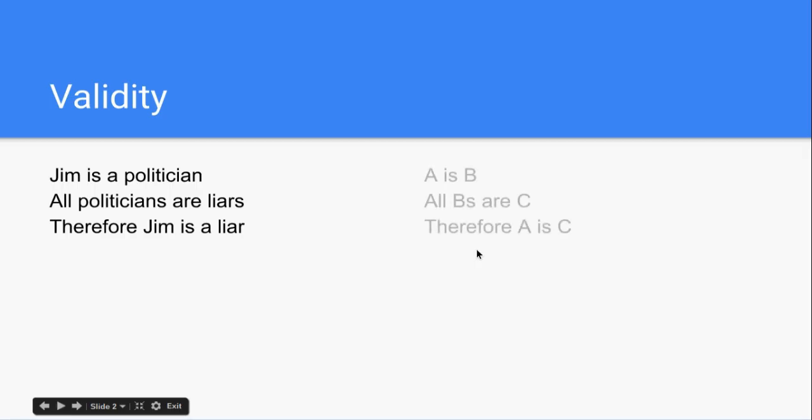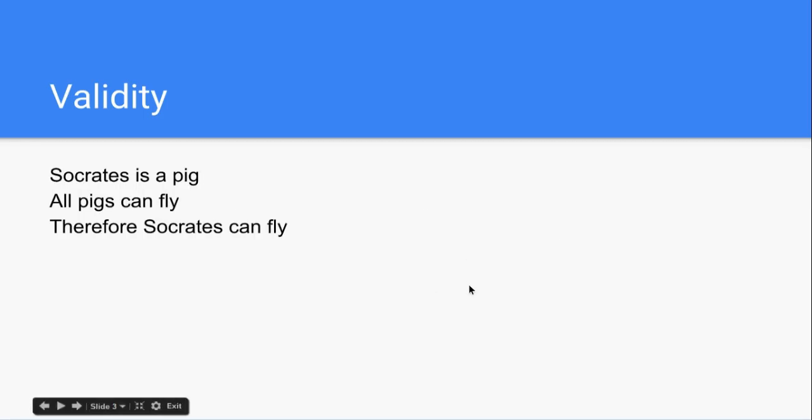The form of the argument is A is B, all B's are C, therefore A is C. And the point of giving you this formal, almost algebraic representation of the argument is to stress that the content of the argument is irrelevant to its validity. The reason the argument is valid is that any argument that takes this form is valid. And most notably, that means that argument 2, Socrates is a pig, all pigs can fly, therefore Socrates can fly, is a valid argument. It takes the very same form as argument number 1.